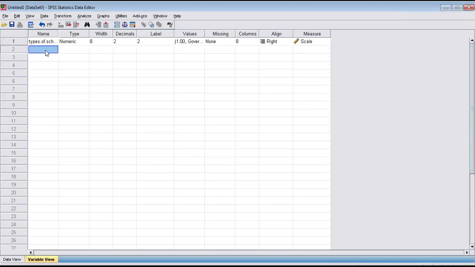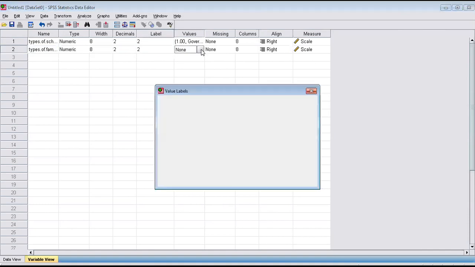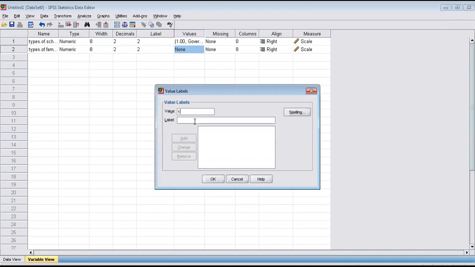The second is the types of families. And here also I have only two types of families. What are those? One is the joint families. This is one. And the second is a nuclear family.